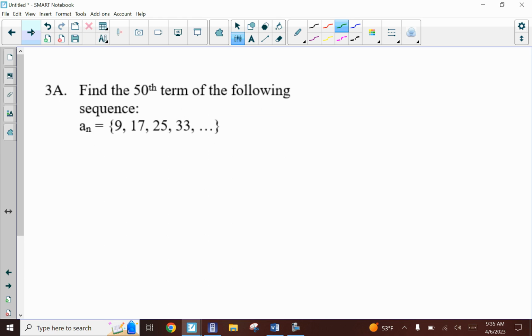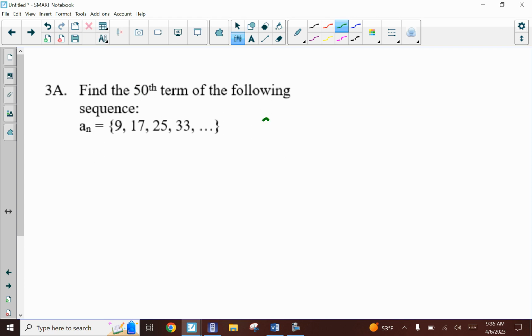Okay, the next one says find the 50th term of the sequence. 50th term right there tells you right away that that's the nth term. So again, we have to distinguish what type of formula we need to use, so we need to know what type of sequence this is. Going from 9 to 17 is plus 8. 17 plus 8 is 25, and then 25 plus 8 is 33. So this is definitely an arithmetic sequence.